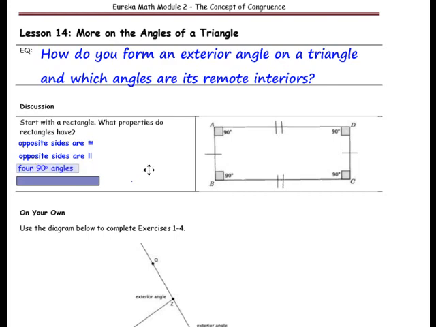We know that there are 4 90-degree angles in a rectangle, and that the sum of the angles is 360 degrees. If we draw a diagonal that connects point A to point C, or we could choose B to D, what shapes are formed? So here let's draw that diagonal. And now, instead of having one rectangle, we have 2 shapes, and they are 2 congruent right triangles.